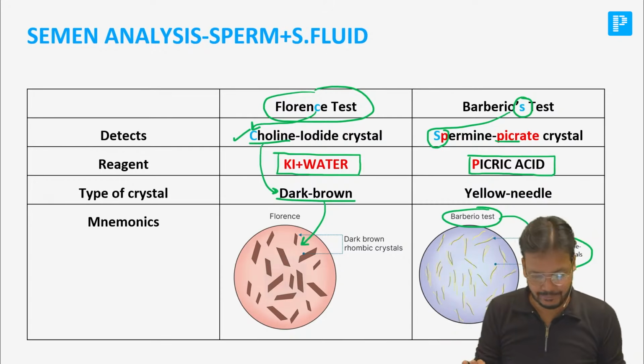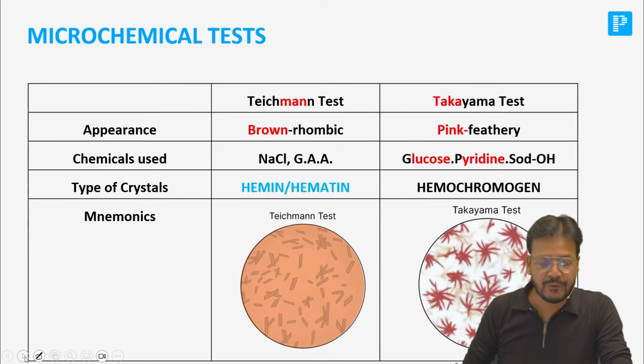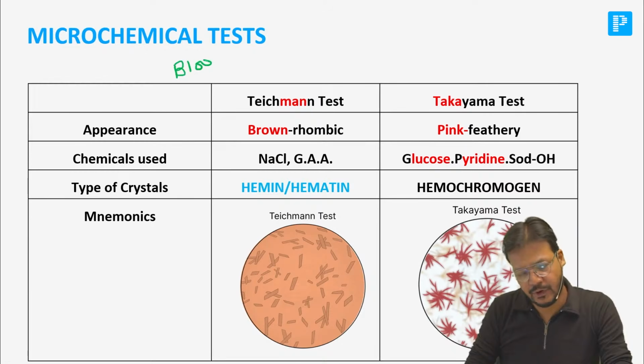That's a beauty. These are semen analysis tests बेटा. Okay. ये तो semen के लिए हो गया. Florence and Barberio's. Now come to blood test. These are the tests for blood stain.